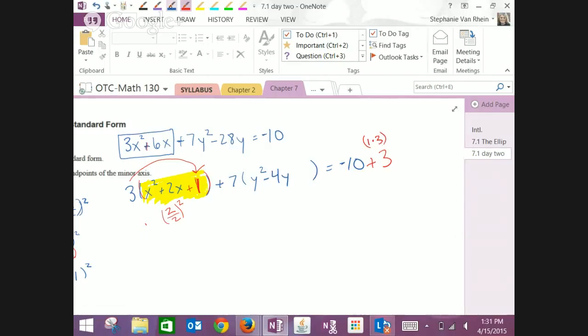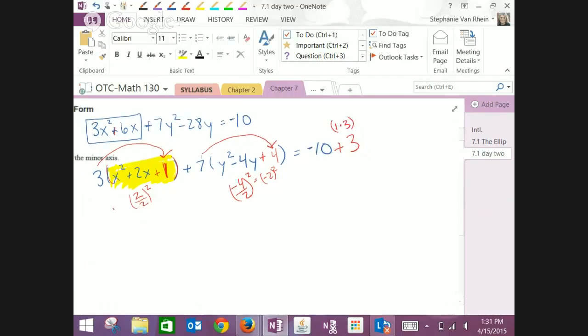And then what do I need to add to this quadratic to get it to be a perfect square? Minus 4 over 2 squared, which is minus 2 squared, which is 4. You always add a positive number, right? So if I added 4 here, what did I really add? Yeah, so I have to add 28 to the right-hand side because that's 7 times 4. You see that?